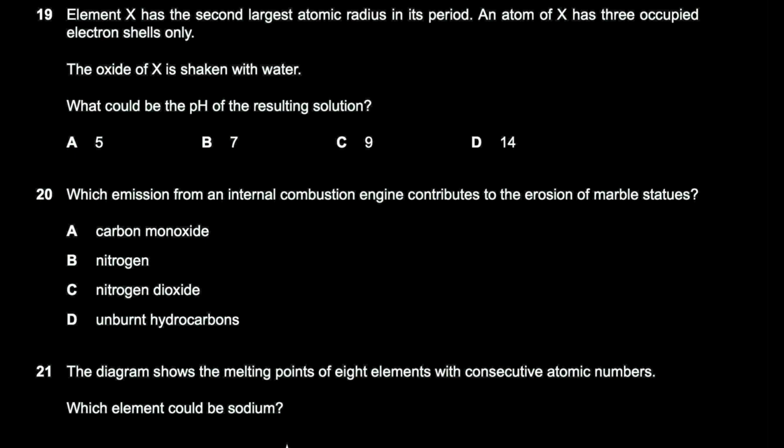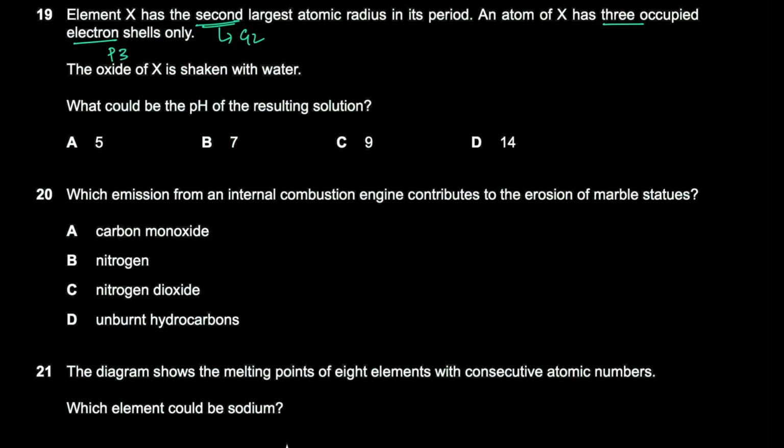Element X has the second largest atomic radius in its period. An atom of X has 3 occupied electron shells only. The oxide of X is shaken with water. What could be the pH of the resulting solution? Now the atomic radius decreases across the period. So in a given period, the largest atomic radius will be group 1 followed by group 2. So if it's second largest atomic radius, that would be a group 2 element. And if it has 3 occupied shells, it means that it's in period 3.